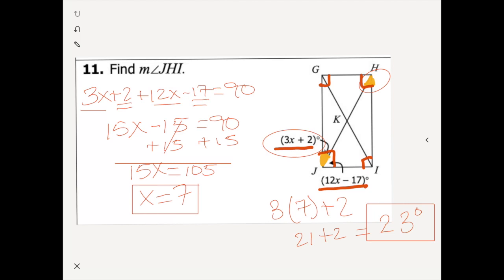That's it. Next up is properties of rhombus and squares.